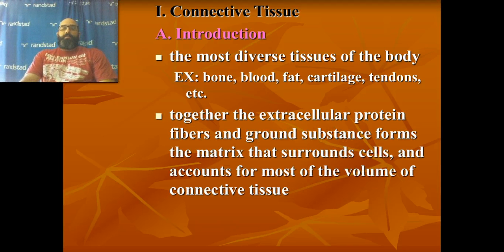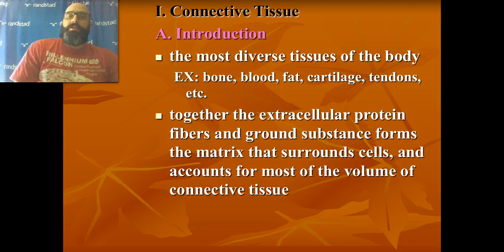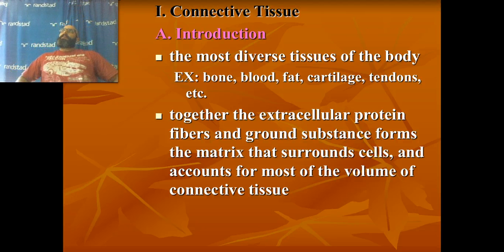But what you get is extracellular protein fibers and what is called a ground substance that forms a matrix. Think about the matrix as the stuff that holds it all together. For instance, in blood, your blood is divided into essentially 2 parts. You have formed elements and you have plasma. Plasma would be your ground substance or your matrix, and everything else is suspended within it.